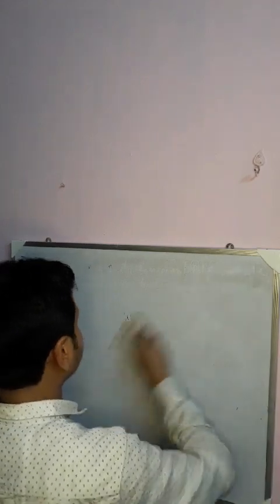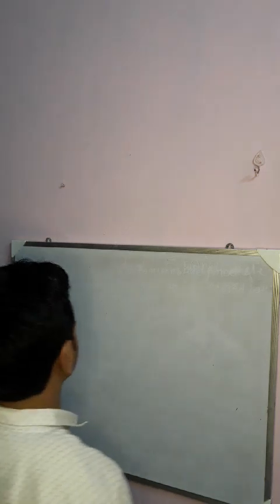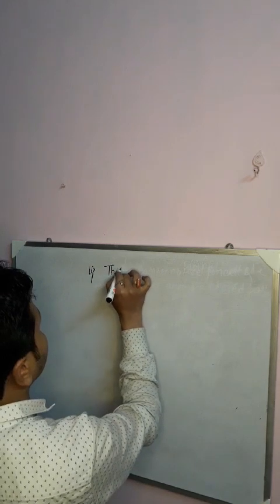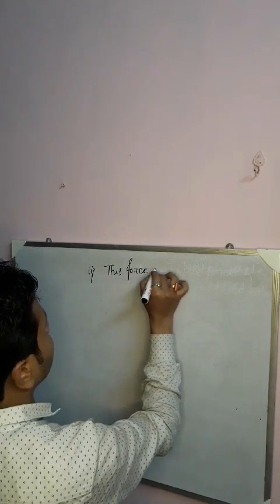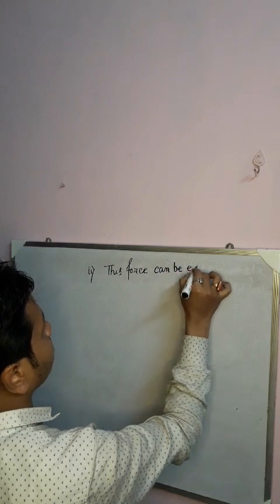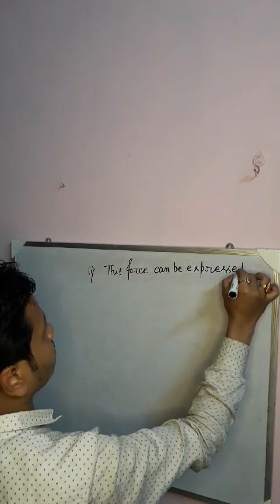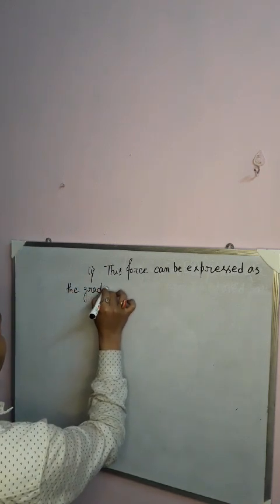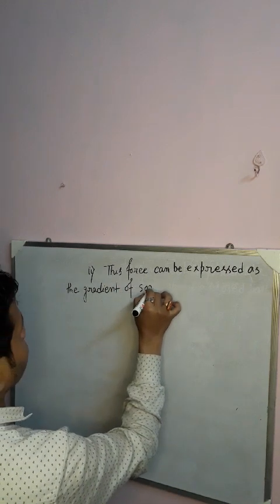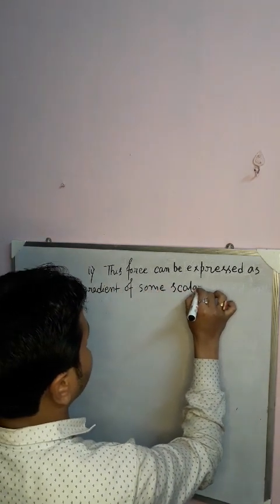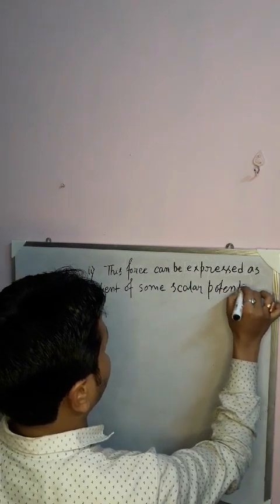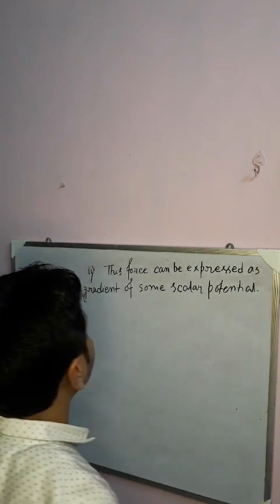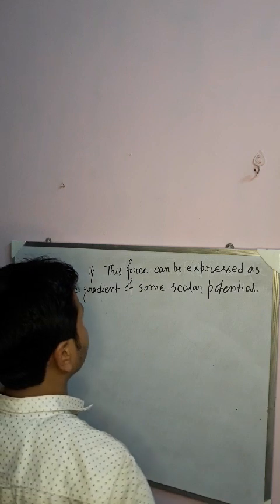Now let us discuss the second property of central force, which is this force can be expressed as the gradient of some scalar potential. This force can be expressed as the gradient of some scalar potential. How can we check it?